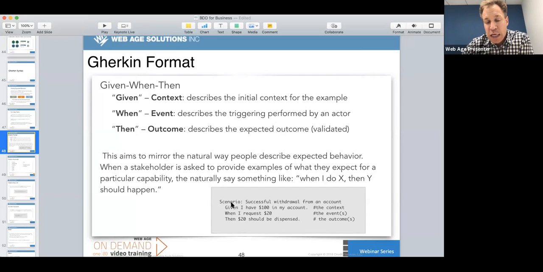Scenario is a keyword that just sets up a title of what this test is supposed to do. It really doesn't do anything other than give a definition of what this test is going to do. Because remember, in each story, you'll have multiple tests, so you have multiple scenarios, right? This is a successful withdrawal from an ATM account. You might have another user story that's an unsuccessful withdrawal from an account, so you might have multiples. This is a way of just telling you what this test is supposed to do.